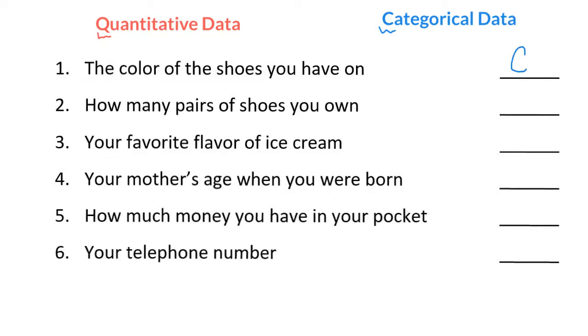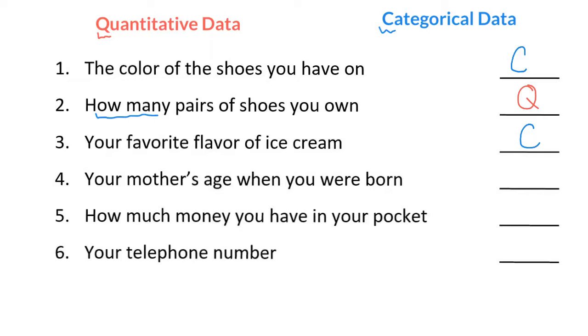The next one, how many pairs of shoes you own. So how many, that's kind of the clue right there. That's going to make this one quantitative. It's going to give us a numerical answer. The third one, your favorite flavor of ice cream. That's not going to be a number answer. So this one is categorical again.